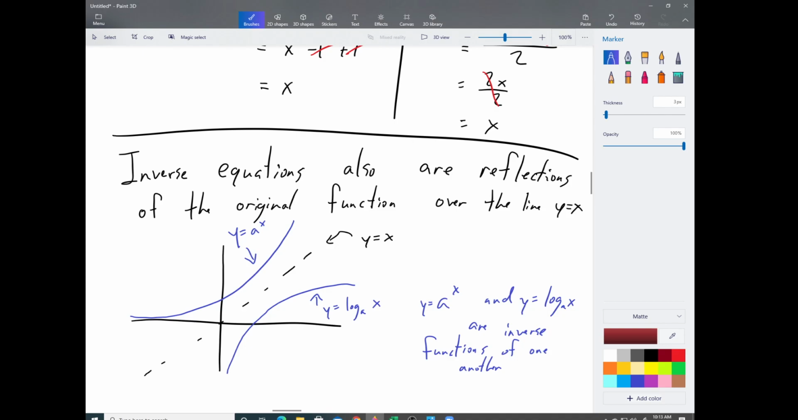And something that's convenient about that is, if there's a point, I hate to use a twice, let's use c comma d. If there's a point c, d on one of the graphs, then it's a guarantee that the point d comma c, the switching of the x and y, will show up on the other graph.